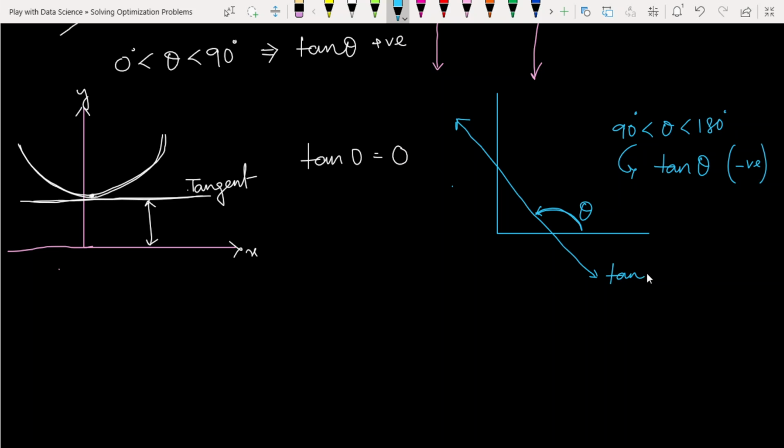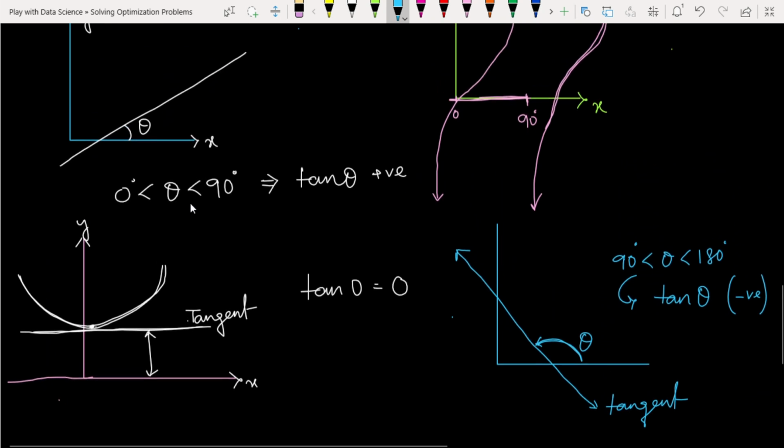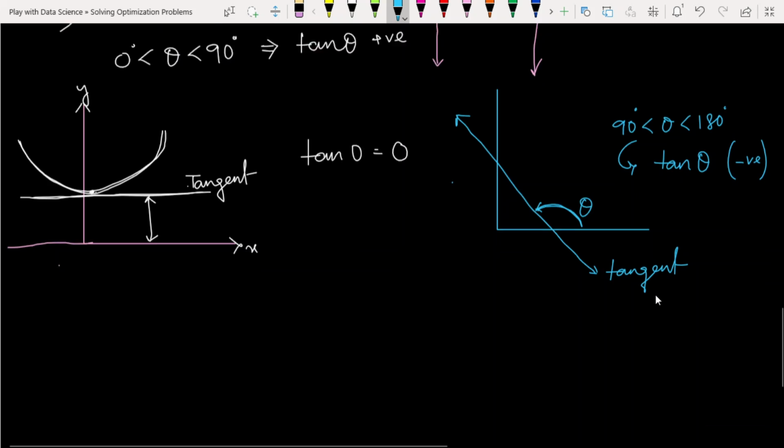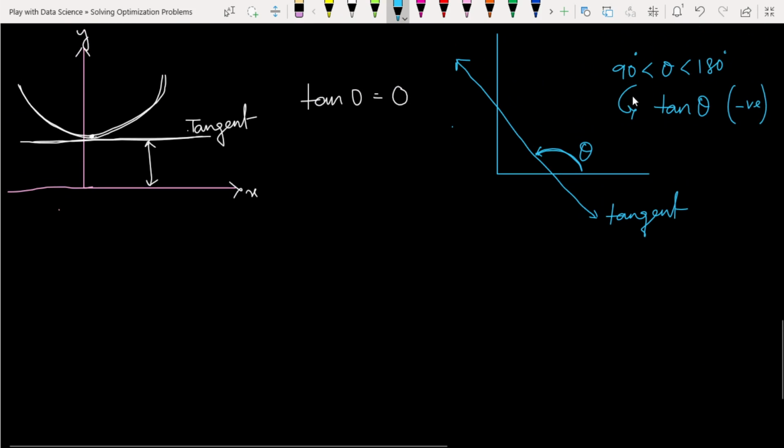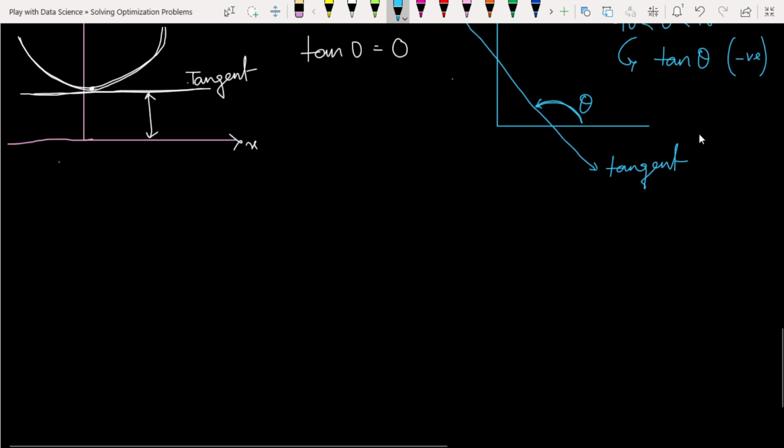This is the tangent. If our theta lies between 0 to 90 degrees, then our tan theta value will be positive. If theta value lies between 90 to 180 degrees, then tan theta value will be negative.